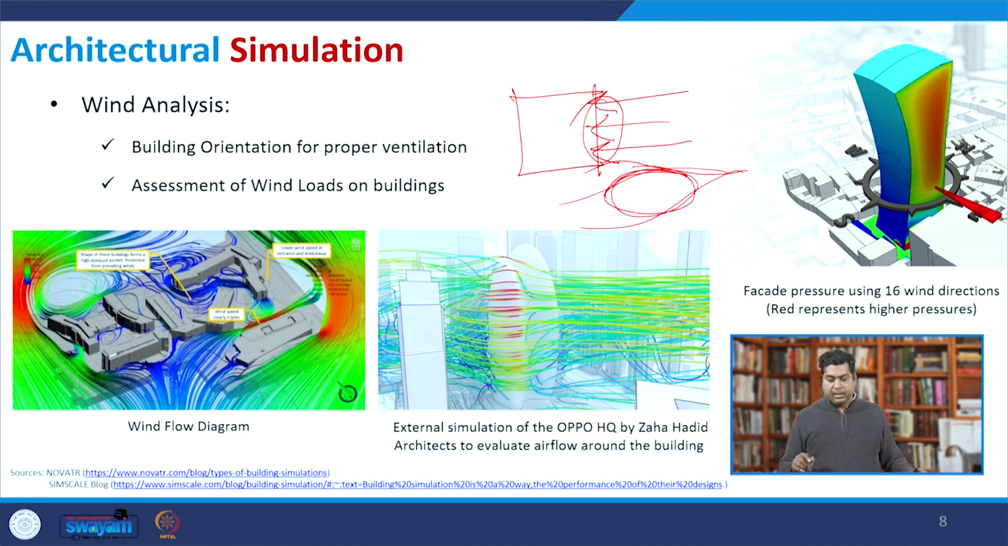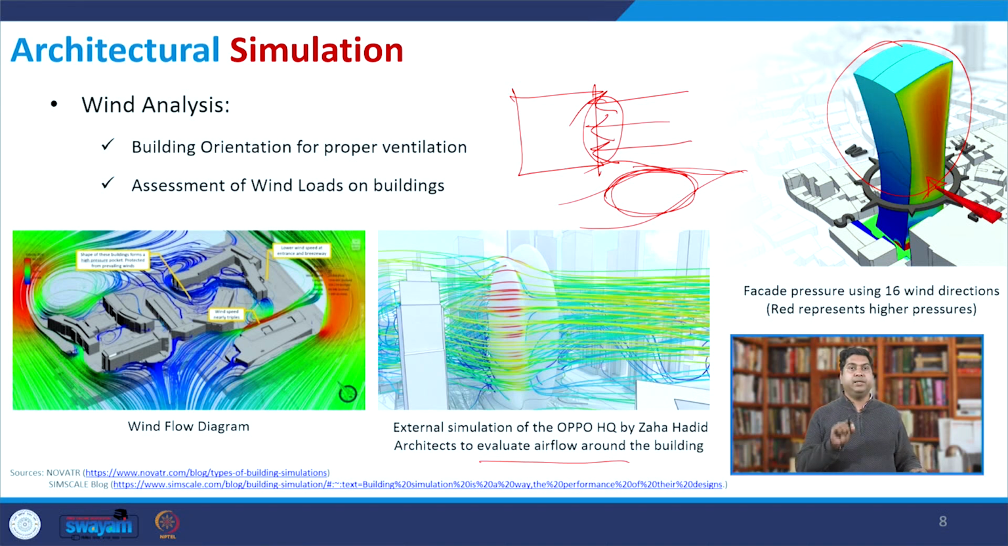So here you can see for this particular building that for this particular surface, this is the wind direction and it is creating so much pressure, where this is the external simulation of the Oppo headquarters designed by the famous architects Zaha Hadid Architects, and here you can see how the airflow around the building is simulated. So for this kind of profiling of a building, it is actually reducing the wind pressure and can sustain better. So the application of the simulation is actually helping to determine the overall shape of the building.